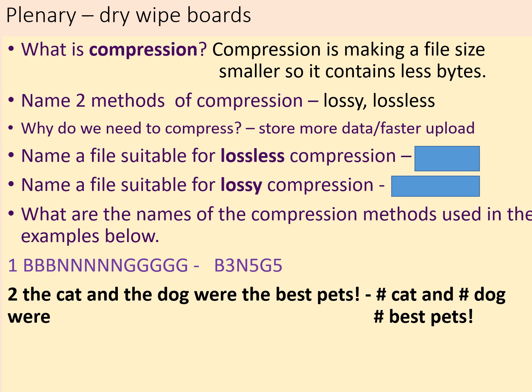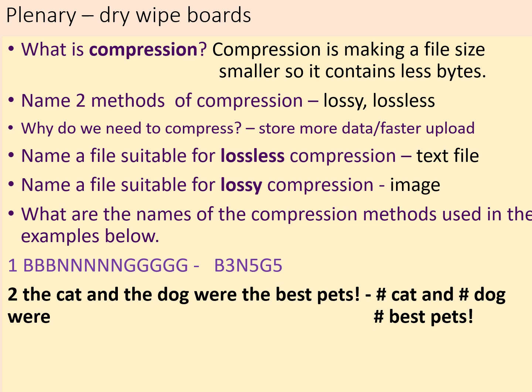Name a file suitable for lossless compression. A text file, we don't want to lose any of the text. That could be computer code, it could be a database, or it could just be a document. Name a file suitable for lossy compression. So image, or perhaps sound, or video.